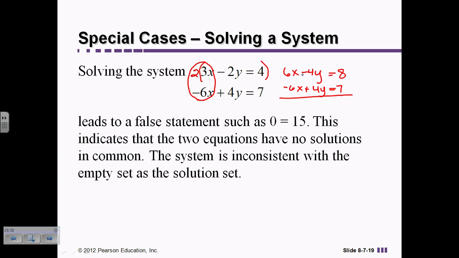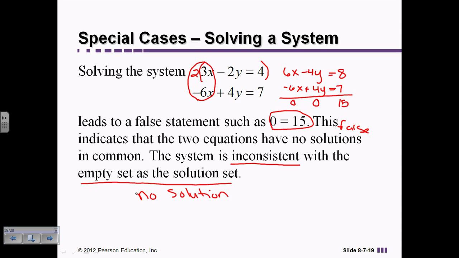And again, add the two equations together. So 6 minus 6 is 0, and negative 4 plus 4 is 0, and 8 plus 7 is 15. So I end up with 0 on one side and 15 on the other side. So you have to ask yourself, is this a true or is this a false statement? And you'll notice that this is a false statement. 0 does not equal 15. So we're going to say that this is false. And since it's false, it is an inconsistent problem with no solution. So when they talk about the empty set, that means no solution.